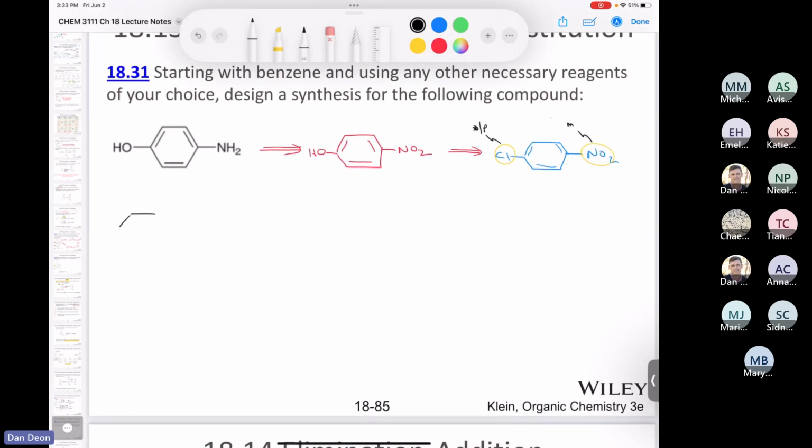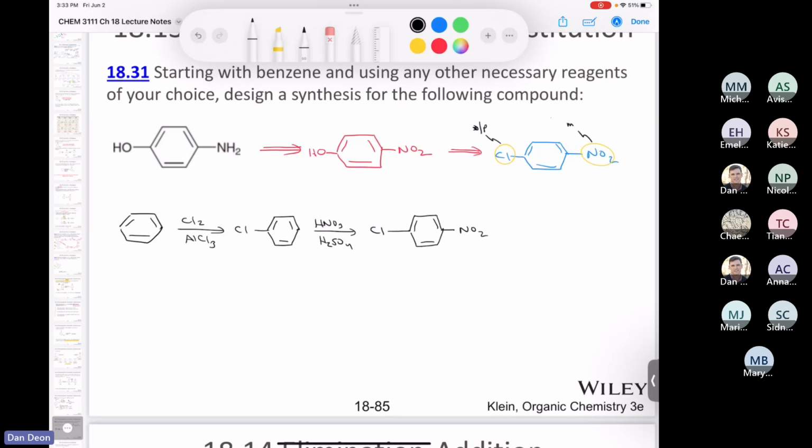So let's take benzene and let's turn it into chlorobenzene. We're going to treat it with Cl2, AlCl3, and that's going to make chlorobenzene. There we go. And now we can do our nitration. So we're going to treat it with nitric acid and sulfuric acid, and that's going to install our nitro group. So let's pencil the nitro group in here.